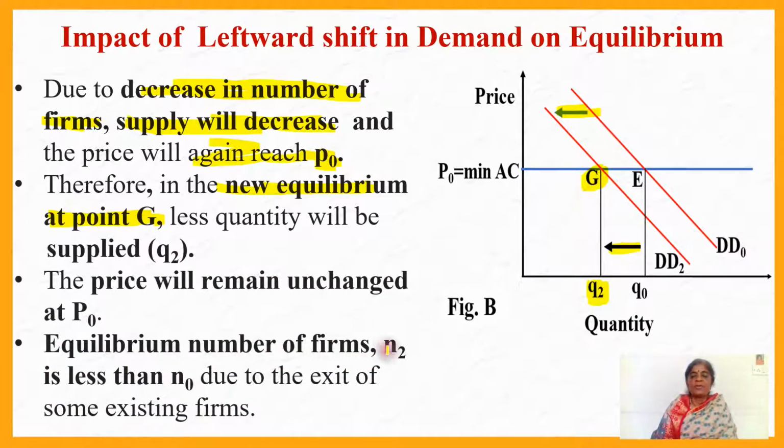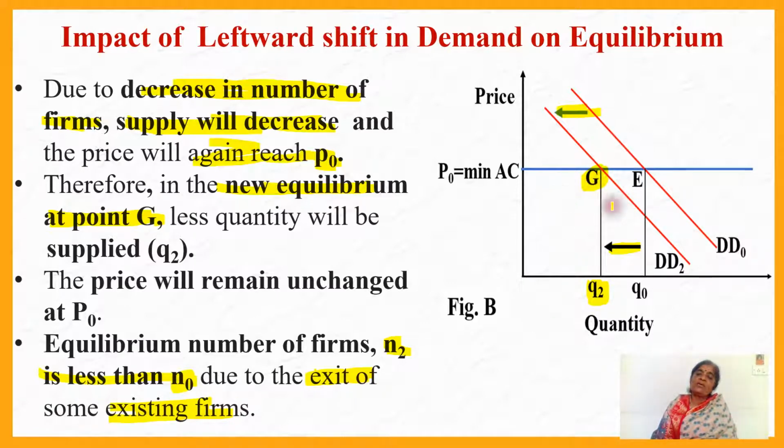Therefore, the equilibrium number of firms, now N2, will be less than the initial number of firms at the initial equilibrium, N0, because of the exit of the existing firms. Firms have left. Leaving means exit of the existing firms. So now few firms exist at this new equilibrium.